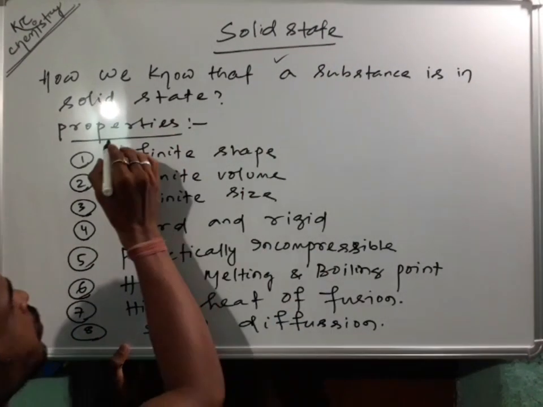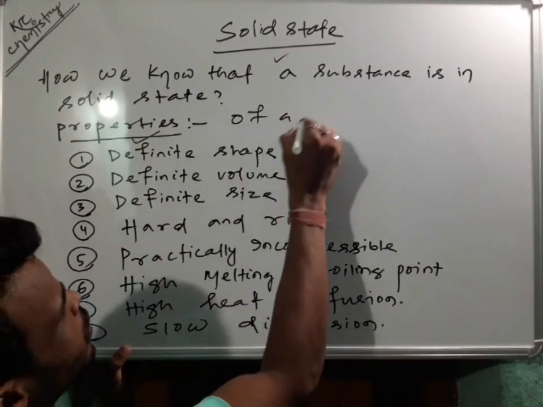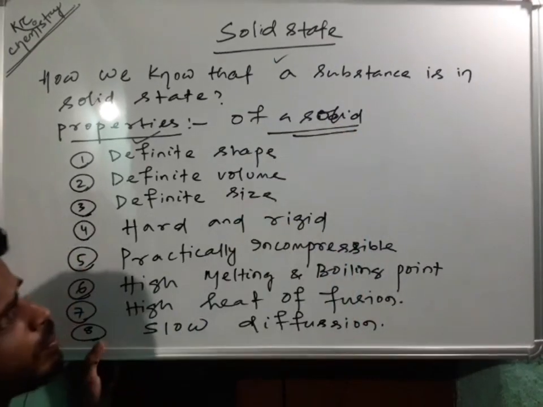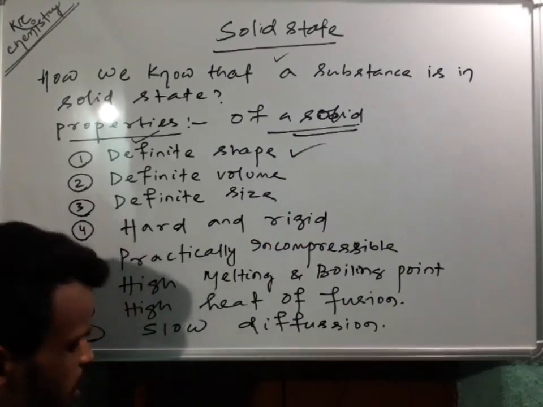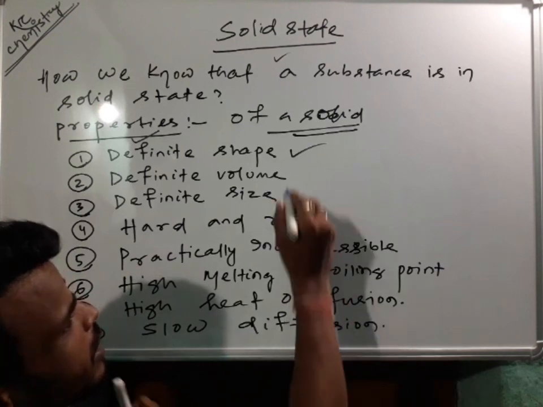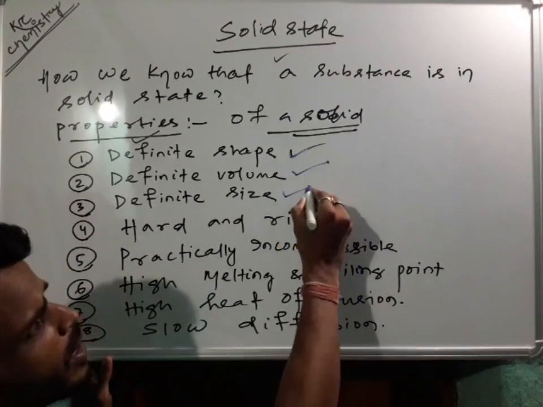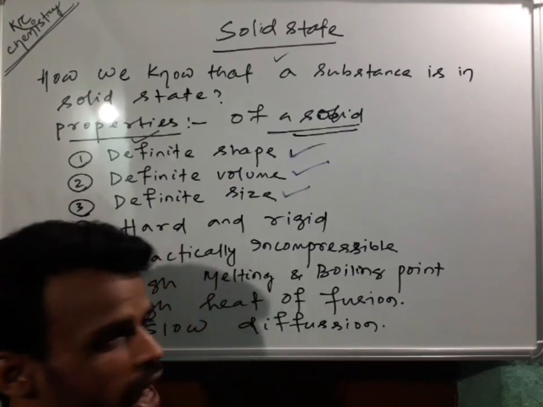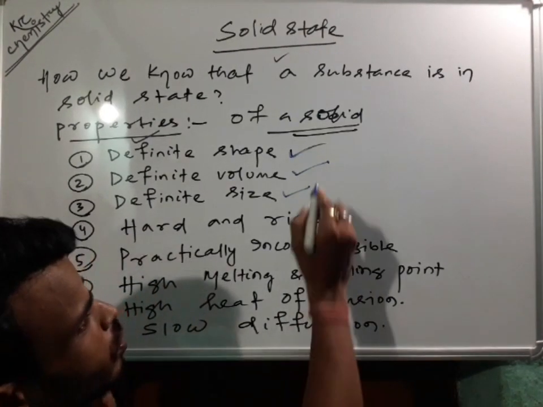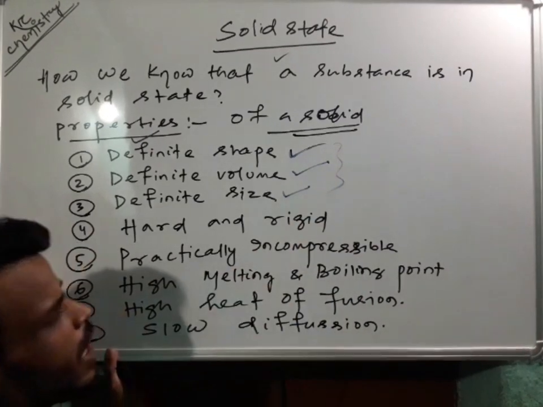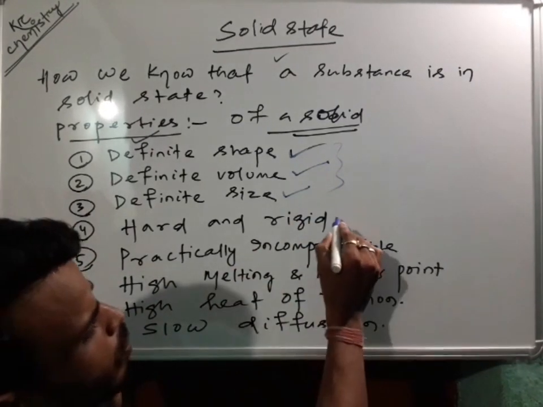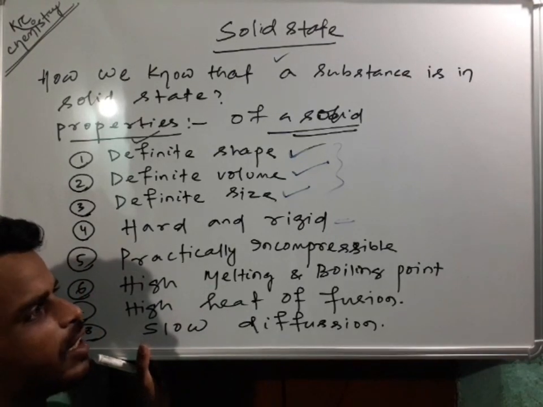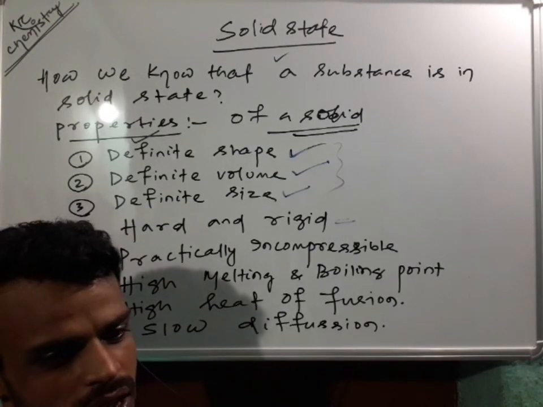First of all, we know the properties of a solid. What are the properties of a solid? First is definite shape, definite volume, definite size. A substance in solid state has a definite shape, size and volume. That's why we know that the substance is in solid state. And next, the fourth property is that solids are generally hard and rigid. Means these are hard substances.